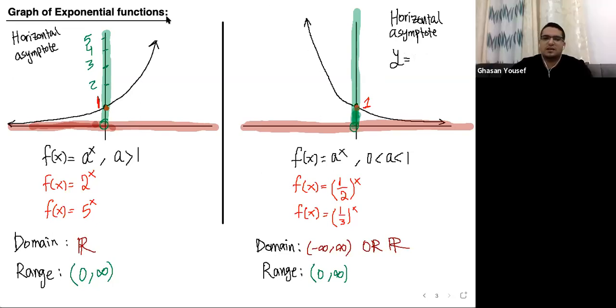Yes, it's 0. Exactly. As we see here, this line is my horizontal line asymptote. The curve will be close to this line, the x-axis, but it will not touch the x-axis at all. And the x-axis has equation y equals 0. So this is my horizontal line asymptote.